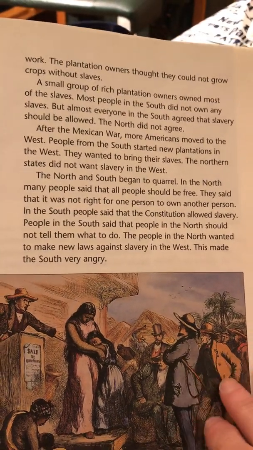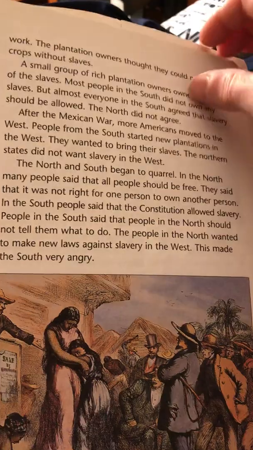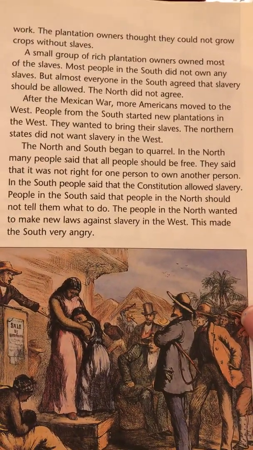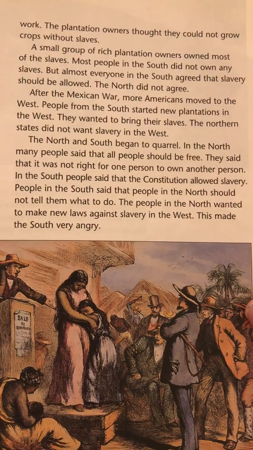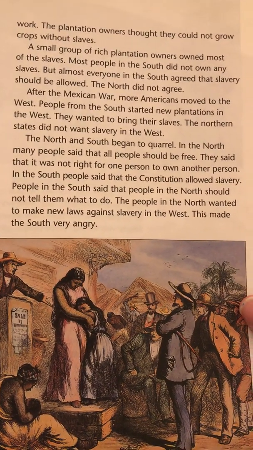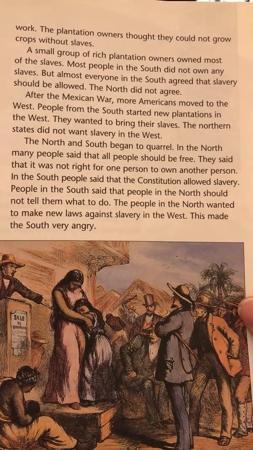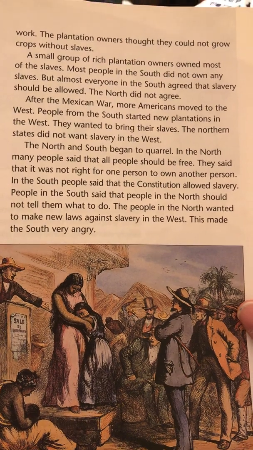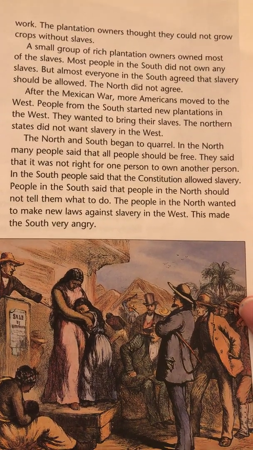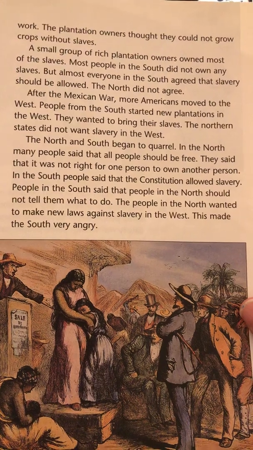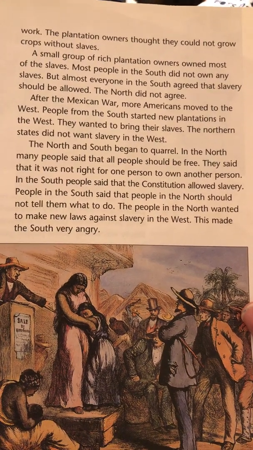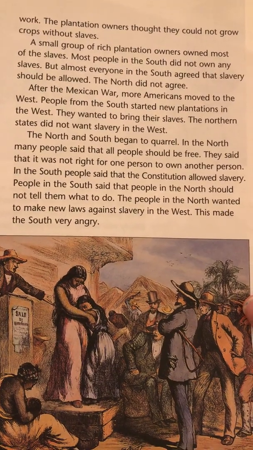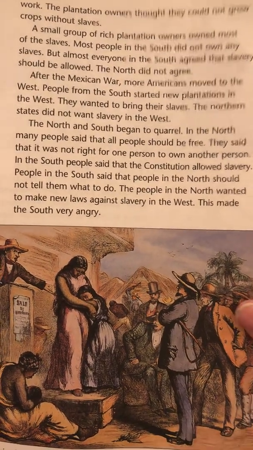And then in the North, many people said that all people should be free. Well, that's a concept. Of course all people should be free. I can't believe you have to say it. They said that it was not right for one person to own another person. In the South, people said the Constitution allowed slavery. People in the South said that people in the North should not tell them what to do. The people in the North wanted to make new laws against slavery in the West. This made the South very angry.